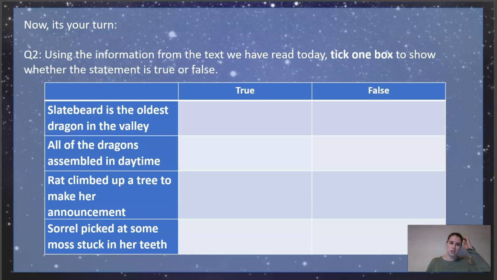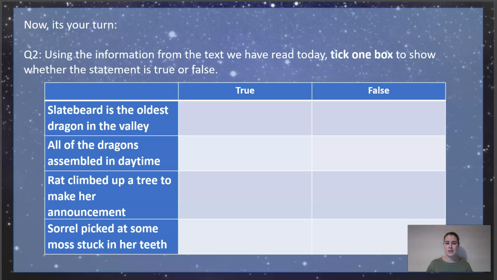So here's an opportunity for you to now have a go at doing this one on your own. So question number 2. Using the information from the text we have read today, tick one box to show whether the statement is true or false. Okay, now I haven't filled these in, but once you've had a go, I will go through the answers with you. So pause the screen. Do you think you can identify which statement's true and which statement is false?